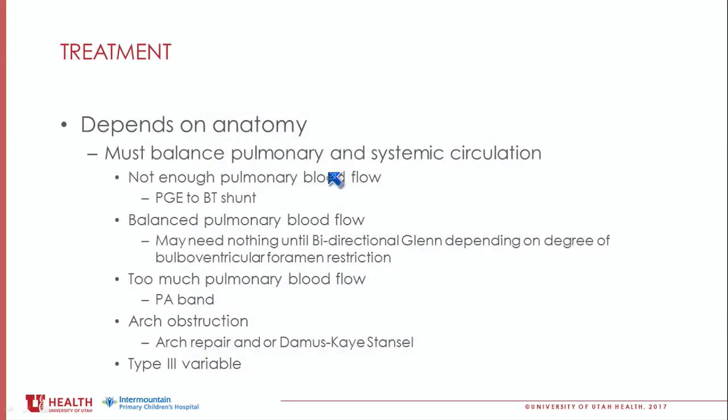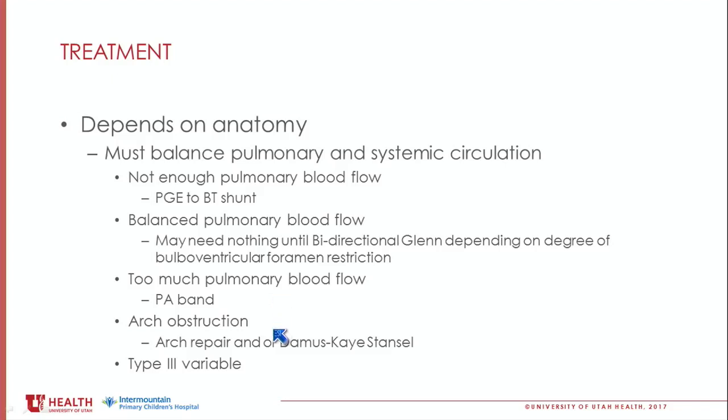So, treatment for these patients. It's a balance between the pulmonary and systemic circulation. If you don't have enough pulmonary blood flow, then those patients need PGE, they're prostaglandin dependent, and then a BT shunt, typically after birth. If they're balanced, like I talked about, then maybe you can just watch them until 4 to 6 months before needing a bidirectional Glenn. If they have too much pulmonary blood flow, you may have to band them.